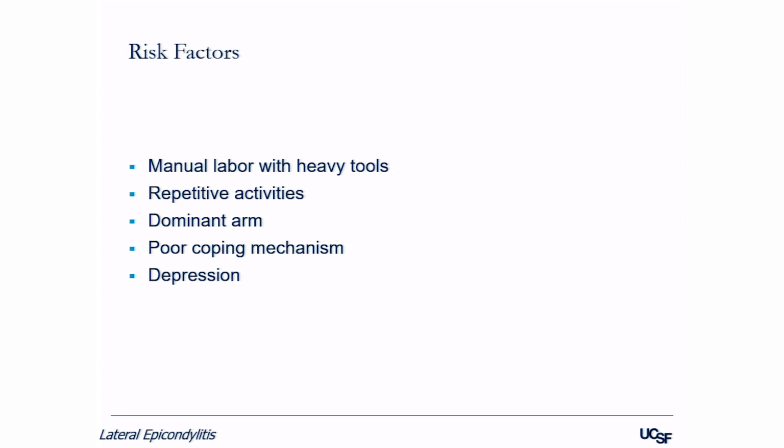Most of the time we tend to see it with manual laborers who are using heavy tools, like gardeners or people doing repetitive activities. It is most commonly in the dominant arm, and, as with most hand pathology, it's associated with poor coping mechanisms. So anxiety and depression tend to run hand in hand with upper extremity pathology.